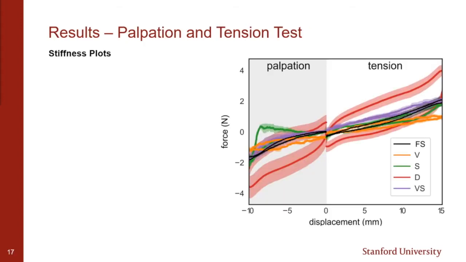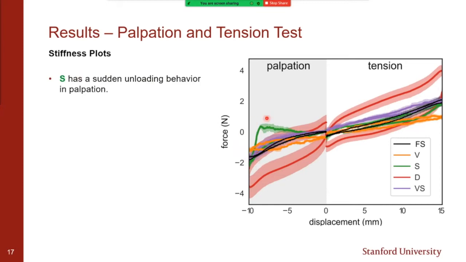So for the first experiment on characterizing open loop transparency, we can qualitatively look at how we can replicate the ground truth stiffness, which is this black line here, which was from the force sensor, and we want to see how close we can get to it. One thing we note is that for the state-only network, there was this quick unloading during palpation that we think might be due to some kind of overfitting to the state inputs.